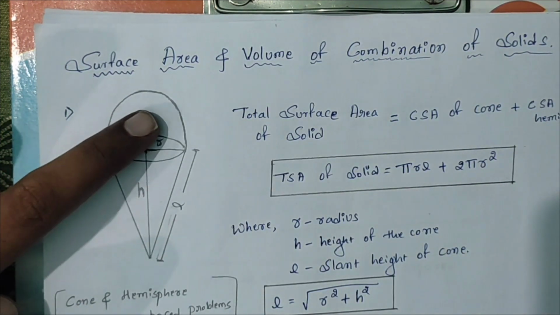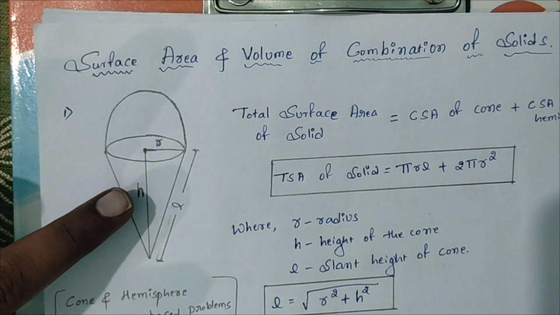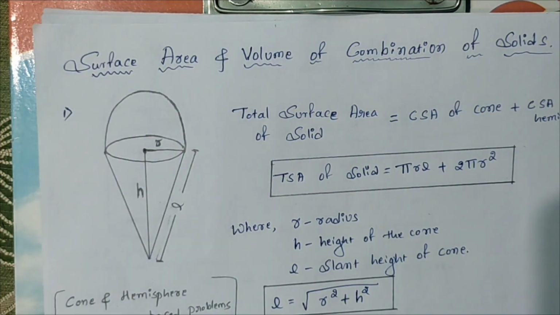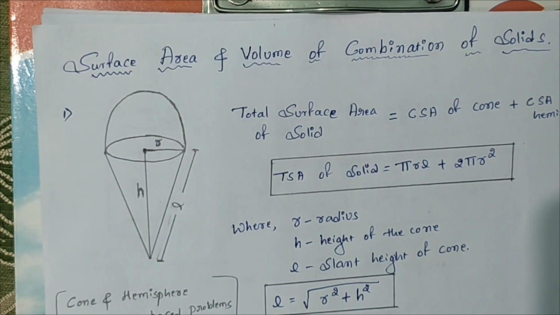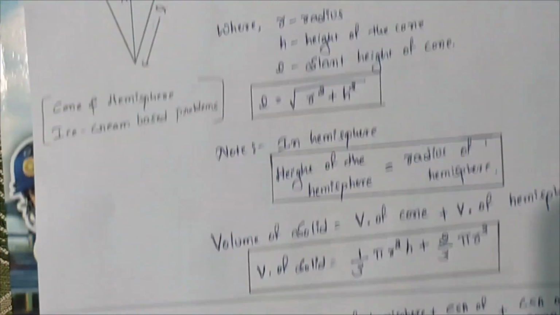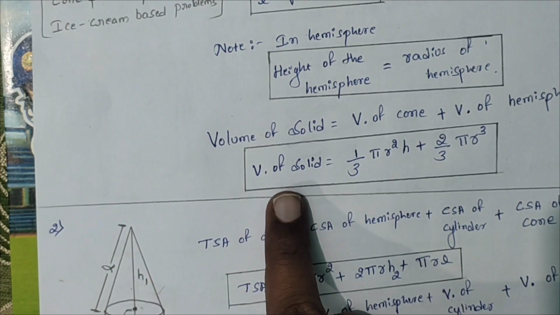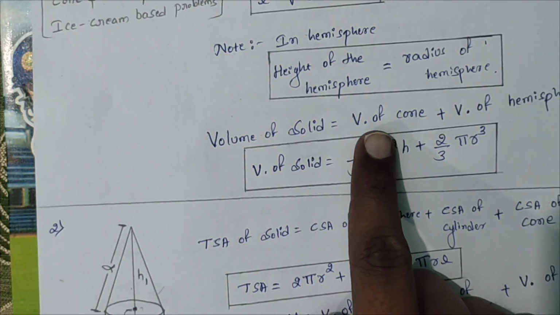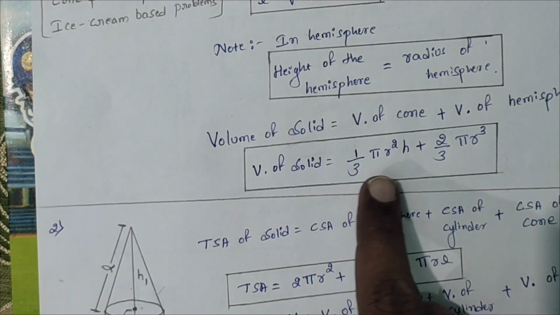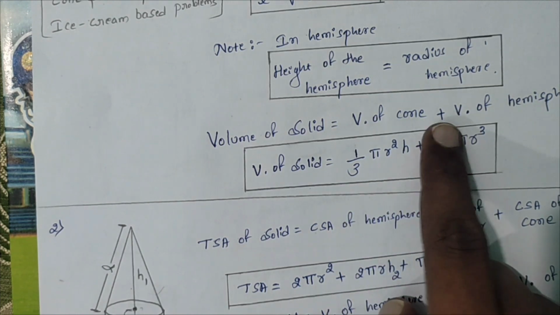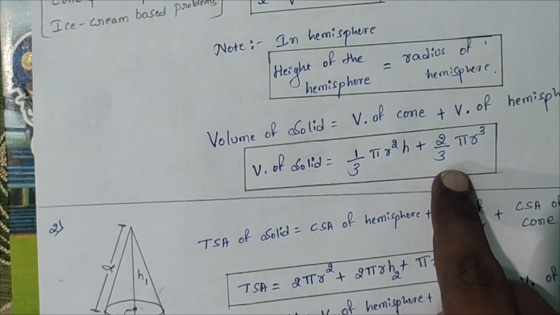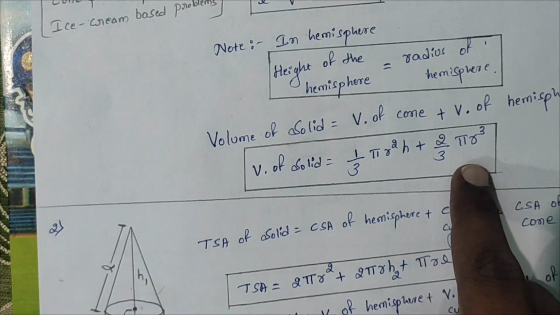For the same model, if I want to find the volume of this solid, we need to find the volume of the hemisphere and the volume of the cone. When we add these two, we get the volume of this solid. That is, volume of solid equals volume of cone, 1 by 3 pi r square h, plus volume of hemisphere, 2 by 3 pi r cube.